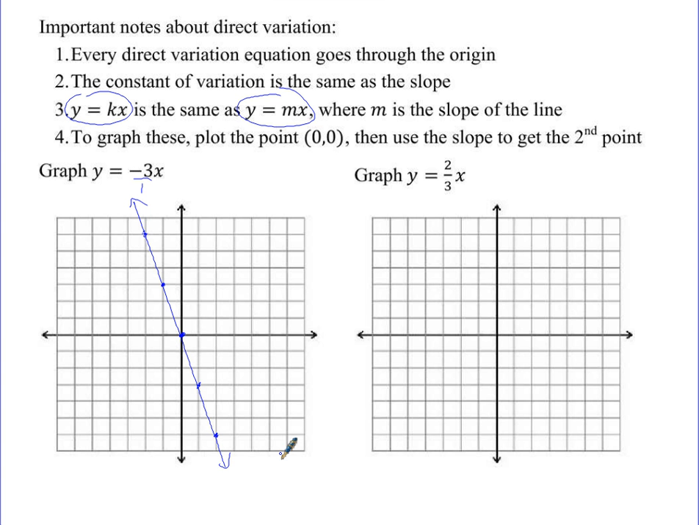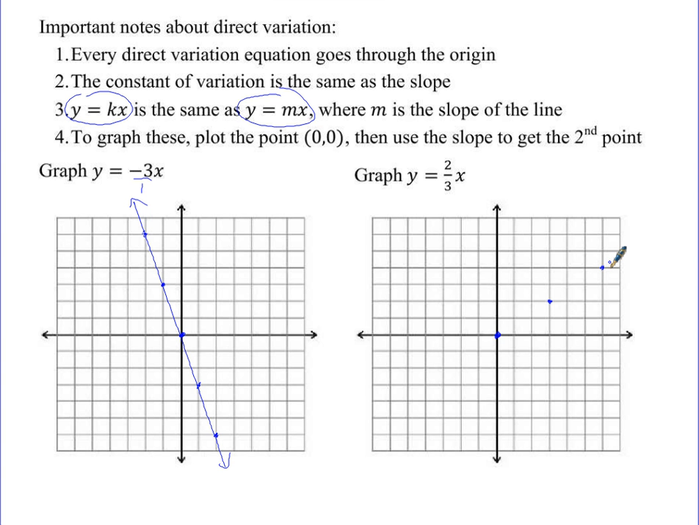So to draw this one, we already did, but I will do it again anyway. We know that it goes through 0, 0, so I put my dot there, and then we know that it has a slope of 2/3. So that's a rise of 2, so I go up 2, and then a run of 3 to the right. 1, 2, 3, put down a dot. Up 2, right 3. And then I'm out of room, so I'm going to go the other way.